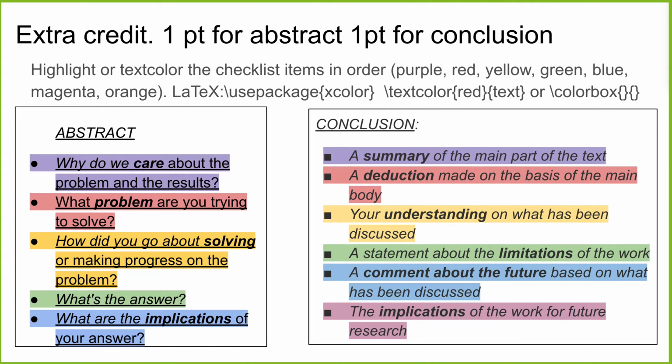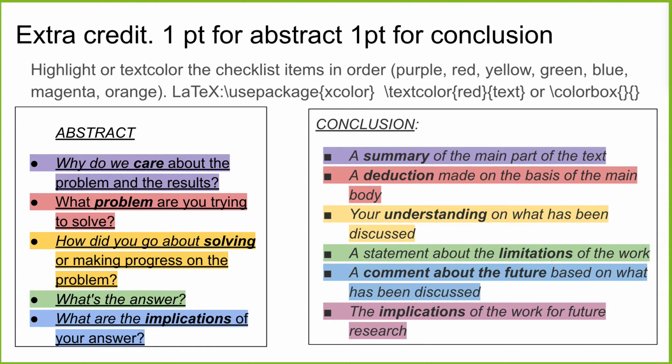This is something cool to do in LaTeX or Word or whatever word processing program you choose. If you do highlight these things and follow this color coding scheme or something very similar to it, that's worth 1 point for the abstract and 1 point for the conclusion. That makes our lives a little bit easier, because when you are talking about something in the abstract and conclusion, we can see what section of the checklist you're addressing.